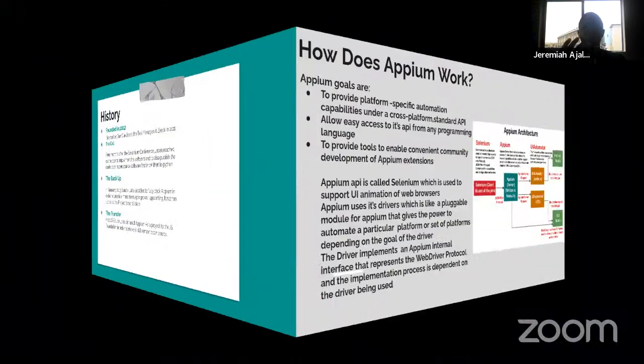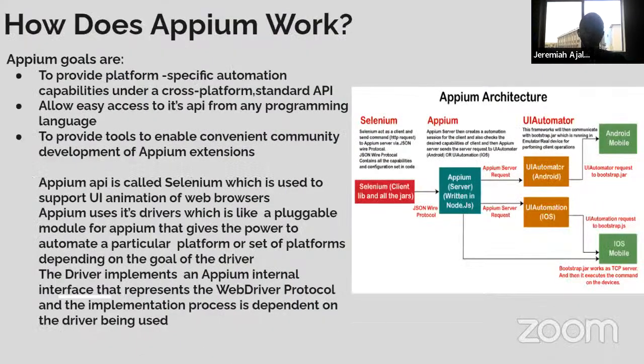So now, how does it work? Before we understand how APM works, first understand the APM goal. The APM goal is first to provide platform specific automation. That means if you are creating apps for Android, you can test them on Android software. If you are creating apps for iOS, you can test them on the iOS platforms.